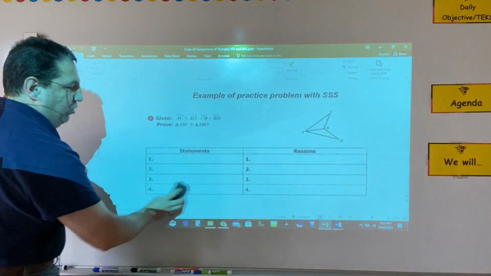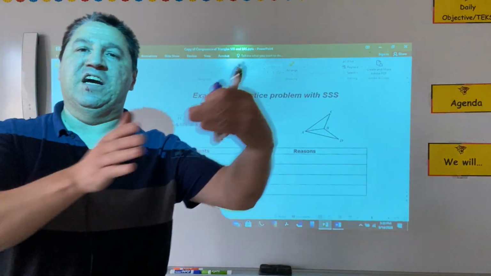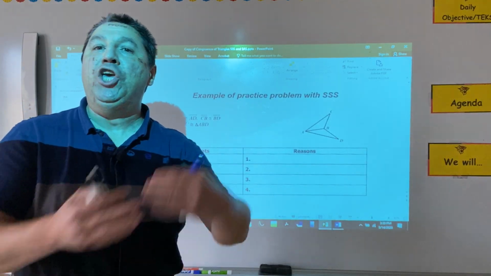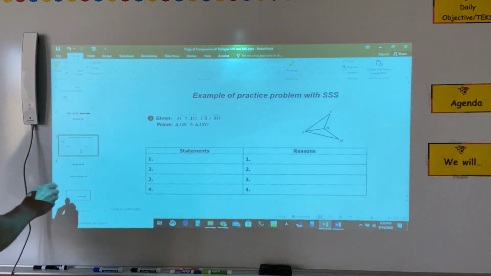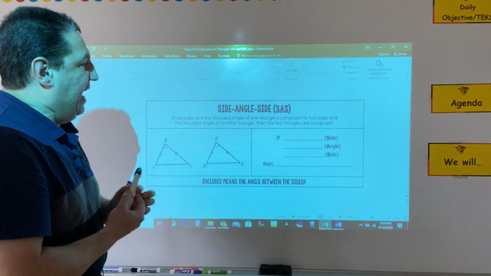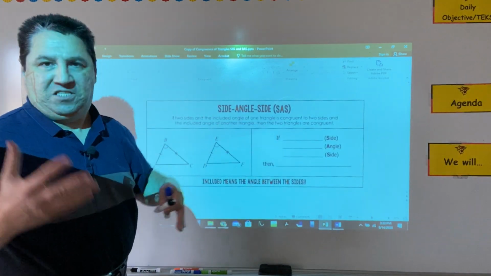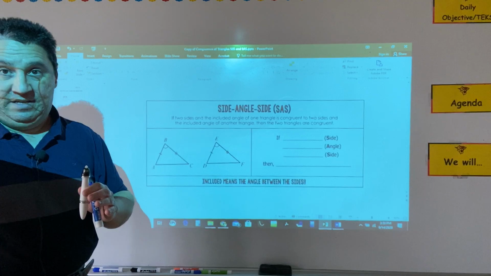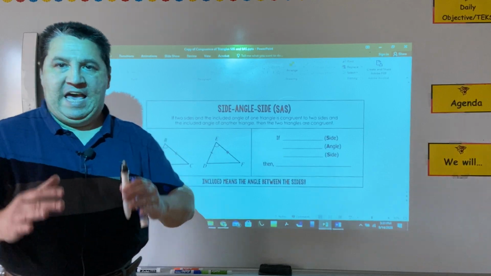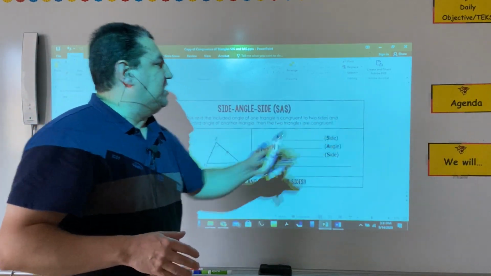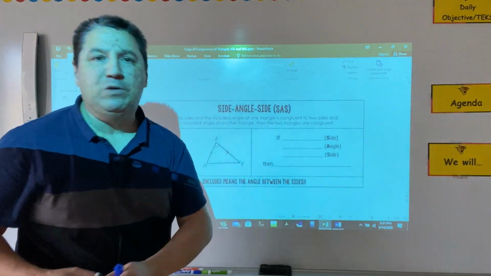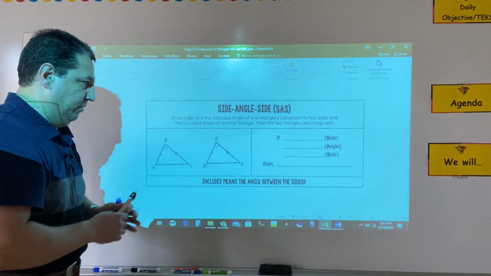Now we'll talk about another combination of corresponding parts that can be used to prove two triangles are congruent. And this combination is so-called SAS. Now, what does this case state? If two sides and the included angle of one triangle are congruent to two sides and the included angle of another triangle, then the two triangles are congruent.